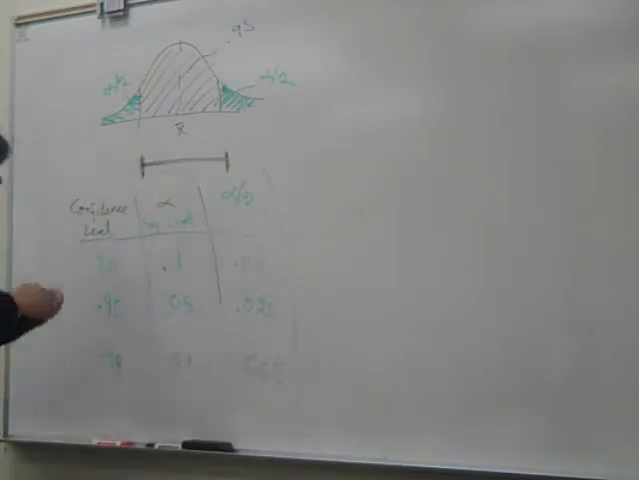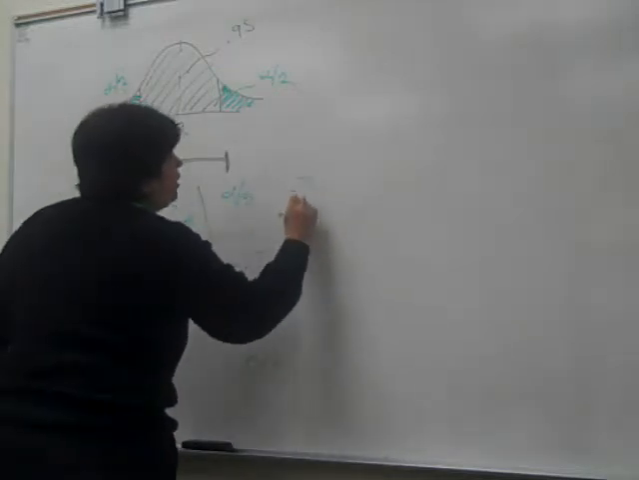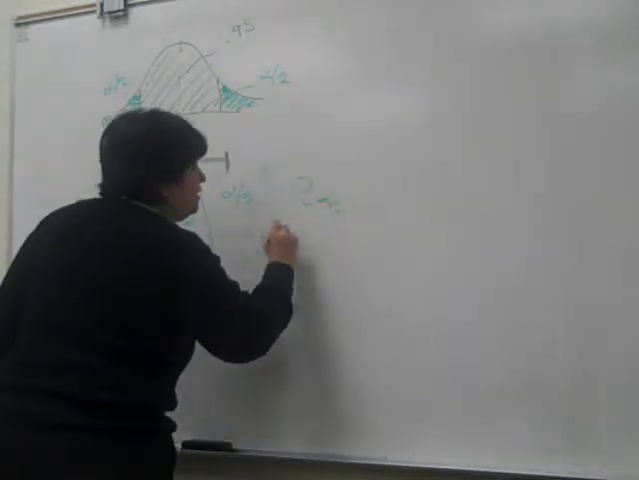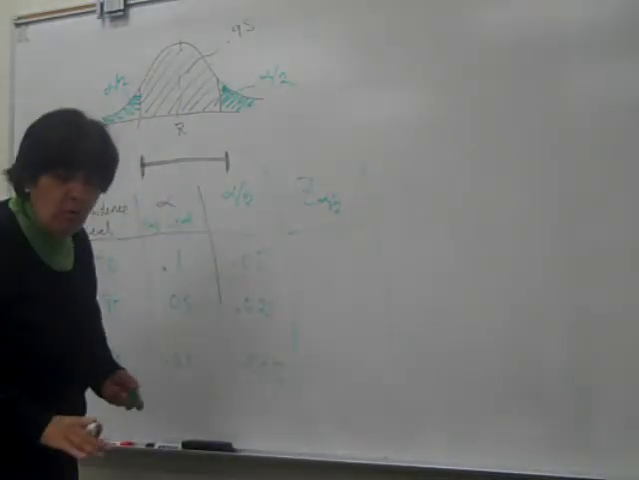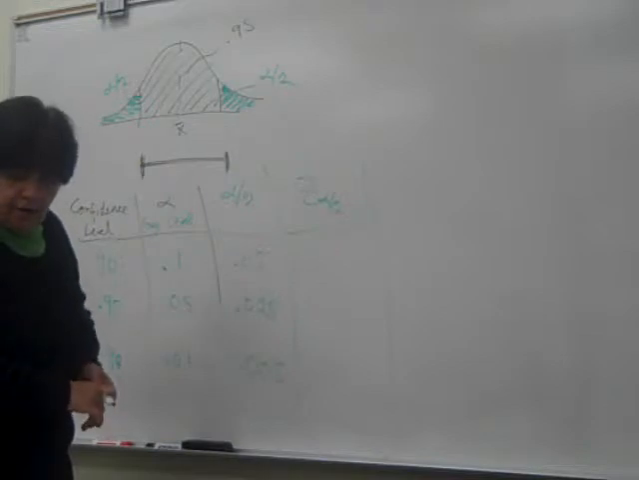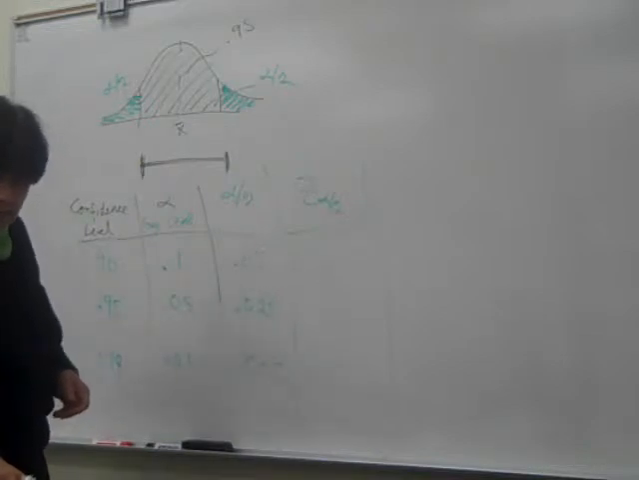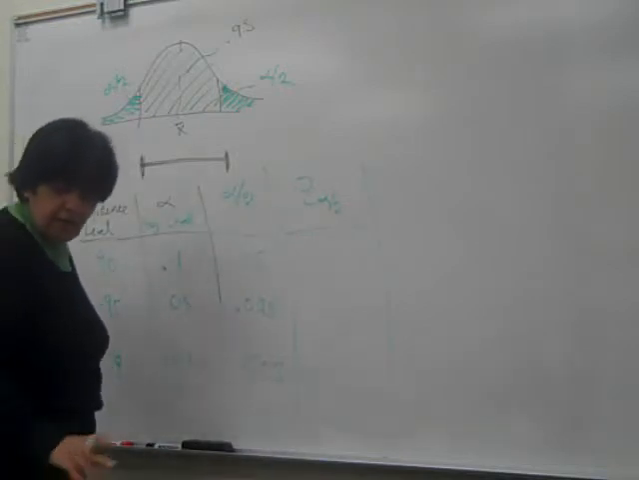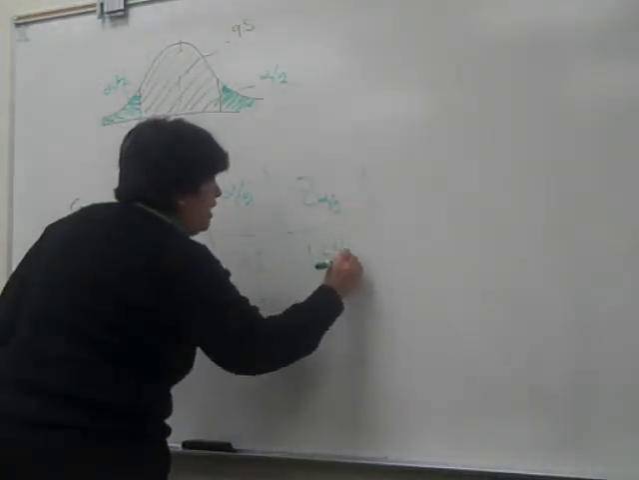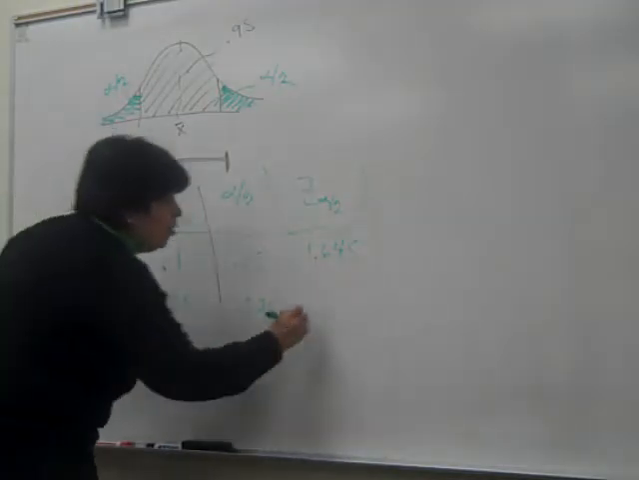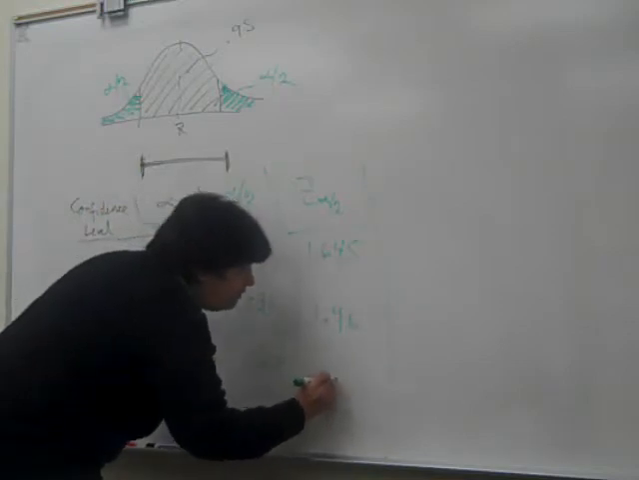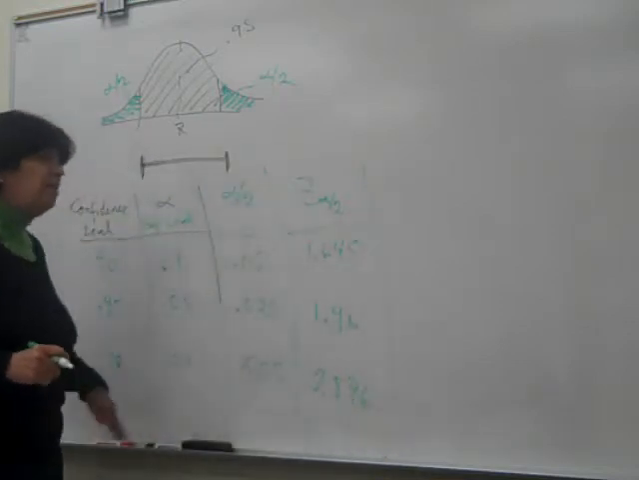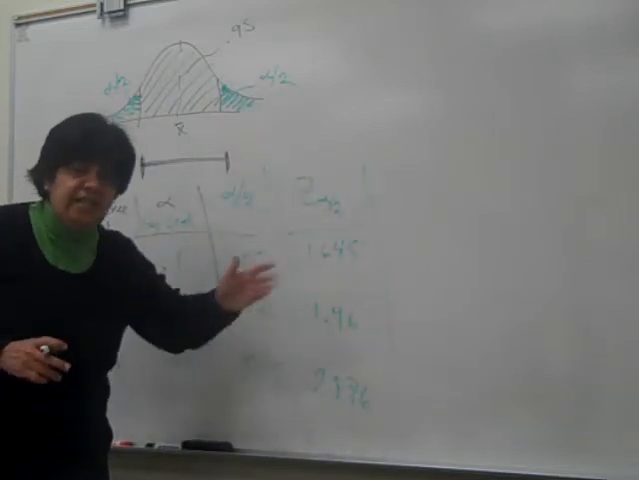Now, why is this important? Because based on this, we are going to get what is called Z of alpha divided by 2. And that is in your book on page 313. For confidence level 90, we are going to get a Z of 1.645. For 95 it is 1.96. And for 99 it is 2.576. Now, how do we get these Z's?